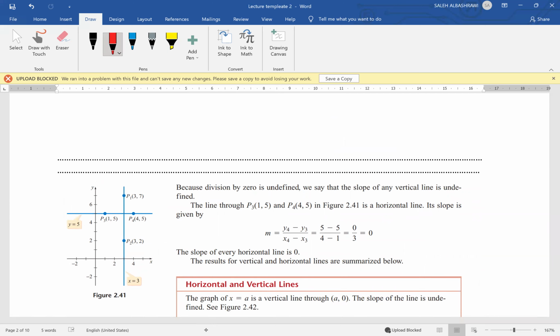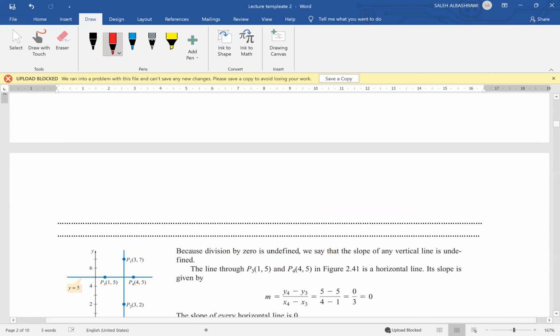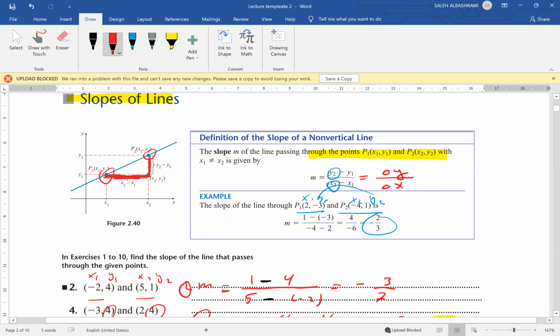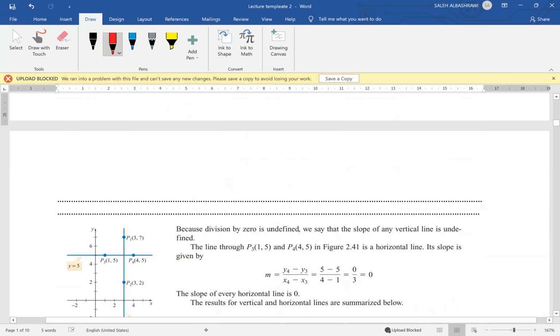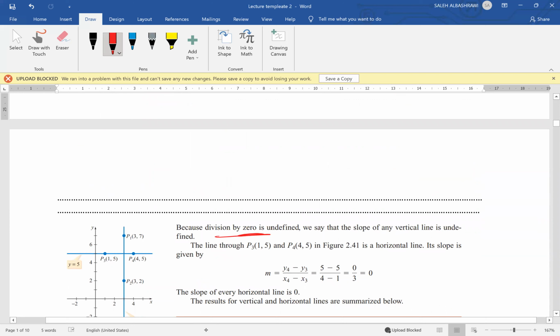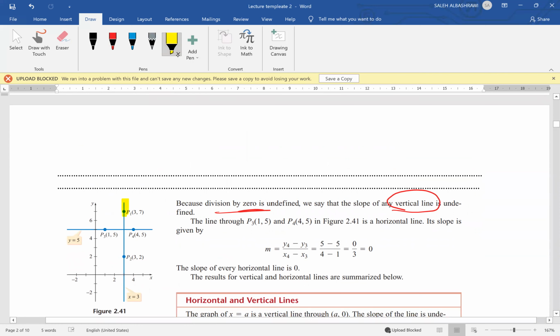Since the formula is given by delta y over delta x, if we go back to the definition of the slope, we said that x1 and x2 must not be equal to each other. Because if x2 equals x1, then x2 minus x1 will give me 0. Since we cannot divide by 0, and division by 0 is undefined, the slope of any vertical line, where x1 and x2 are equal, is undefined.